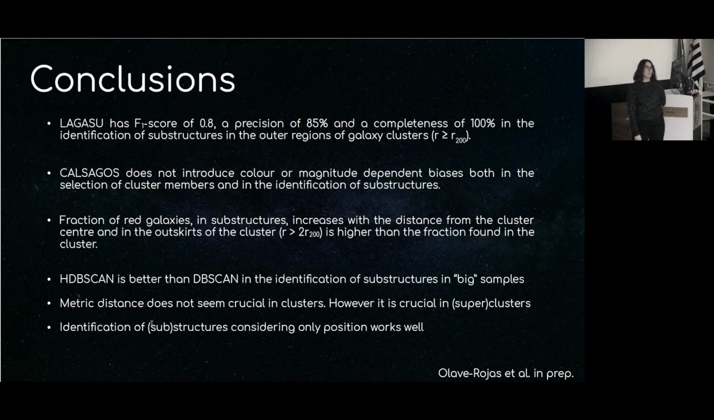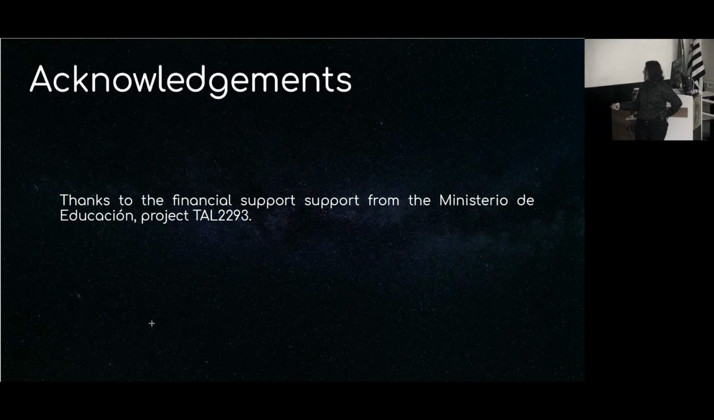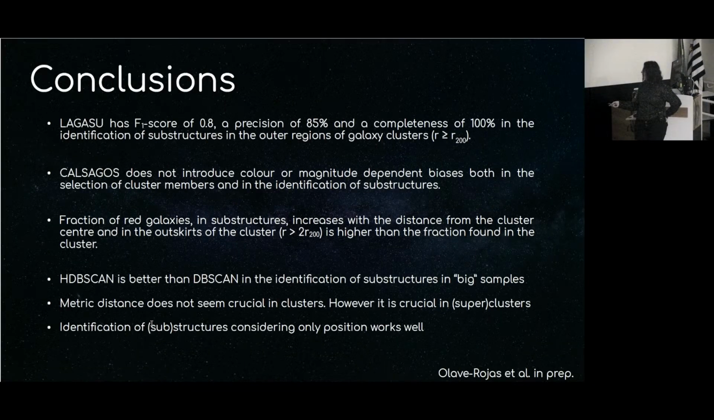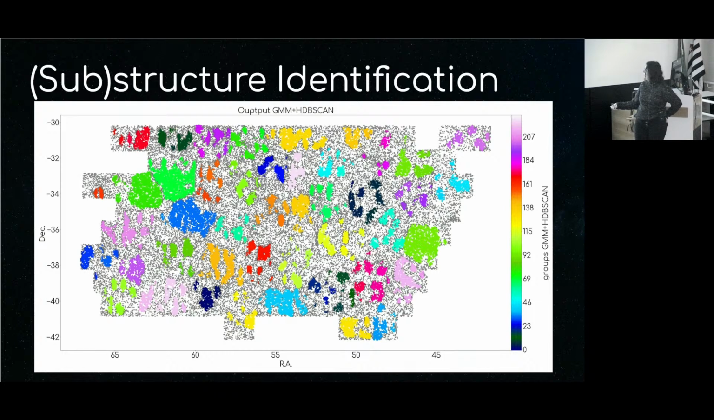The next step in the case of Fornax is to include the photometric redshift in order to separate galaxies considering slices in redshift space. And the next step for Calzagos is to include the photometric redshift, the photometric error, and also the probability of a galaxy belonging to different structures or substructures, depending on whether you want to identify clusters or other structures, for example, in the case of Fornax.